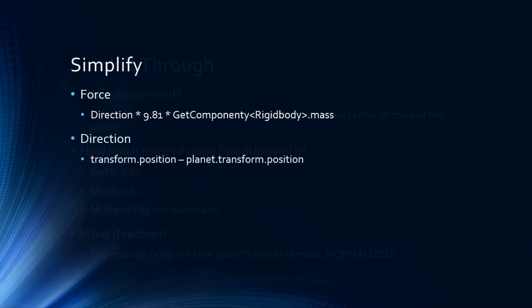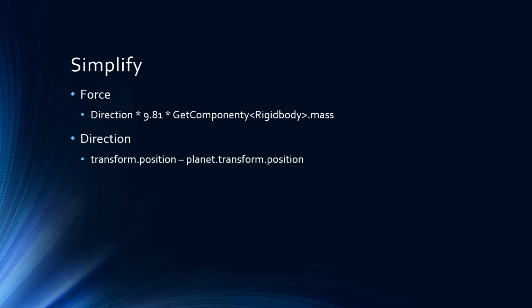So let's simplify that. Our force is going to be our direction times 9.81. So we're going to use the Earth's gravity, and we're going to multiply those together, and then we're going to multiply that by our GetComponent Rigidbody dot mass. I don't actually know if you can put this in Unity 3D and have it work. I'm just saying if we didn't have a variable that we use for our rigid body, we want to grab that rigid body and then get its mass, and that's for our object.